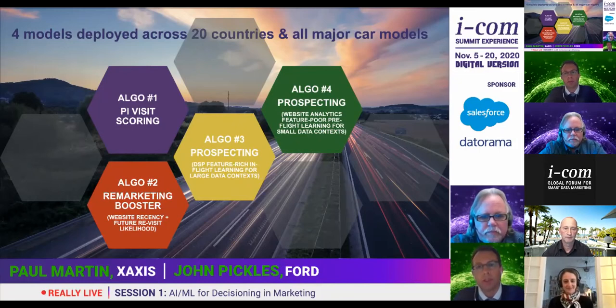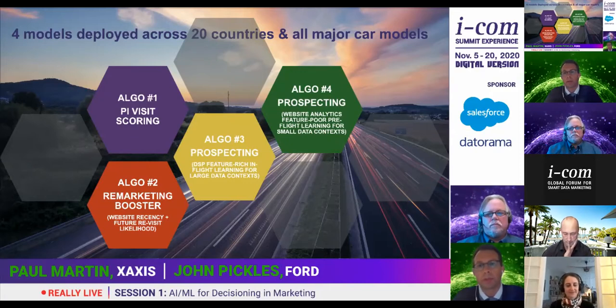We use DSP data solely for that particular algorithm, and it's very feature rich. There's lots of fast moving data where we're learning in real time through the lifetime of the campaign, and that provides some great results. And again, we have to update that algorithm to include the purchase intent metrics or weights as well. But across a range of markets across Europe, budgets and different car models, some more popular than others, there's sometimes just not enough DSP data. So algo number 3 really struggles in certain prospecting territories, what I would call poor data context.